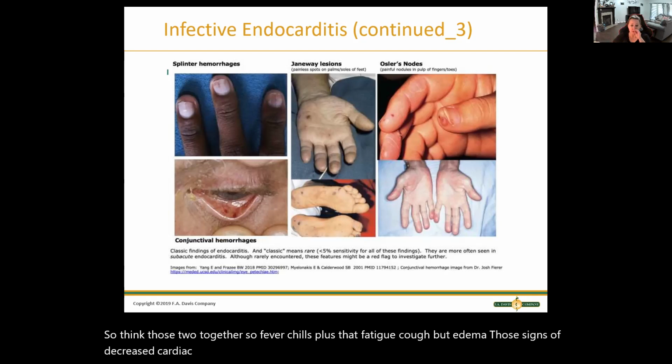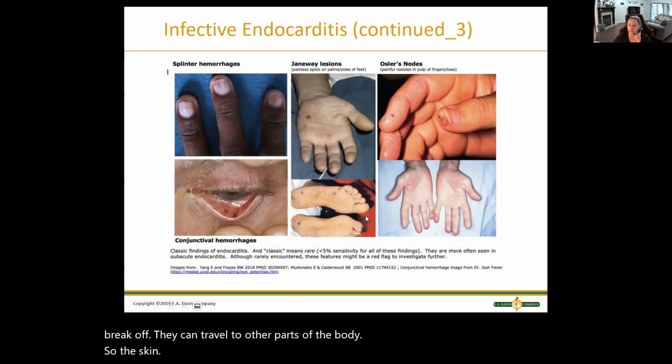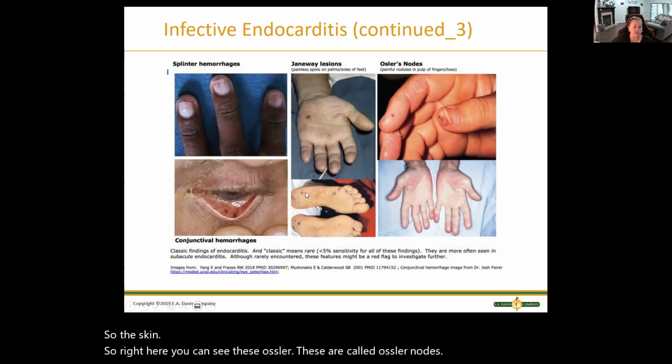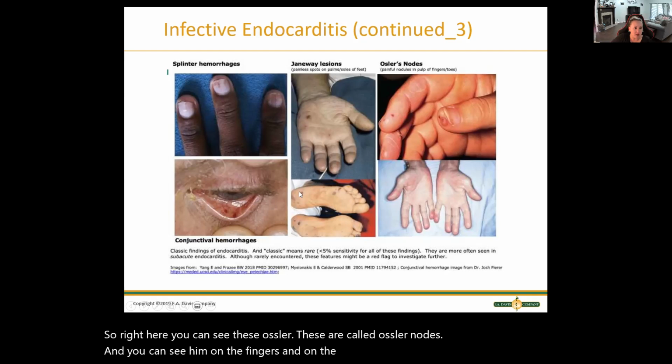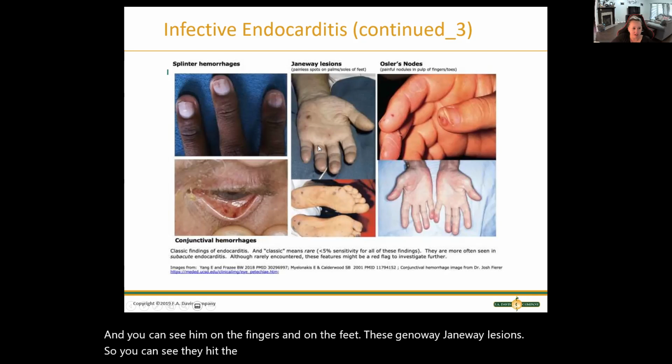Those tiny emboli of bacteria and pus can break off and travel to other parts of the body. So the skin. Right here you can see these are called Osler nodes. And you can see them on the fingers and on the feet, these Janeway lesions. So you can see they have these weird skin manifestations. It can go under the nail beds. They call this a splinter hemorrhage. We can have hemorrhage in the conjunctiva here.